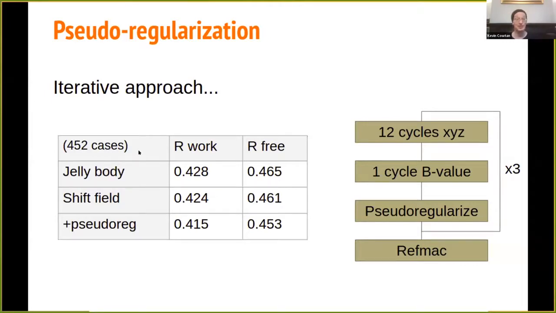Now, I don't want to oversell this, and I'll point out that Paul Bond has a different test set based on AlphaFold, and he finds that even with this improvement for that test set, jelly body is a bit better than shift field. So these methods are still complementary. They still apply differently in different cases, and using both together probably has the biggest benefits, unless you're constrained by processing time.